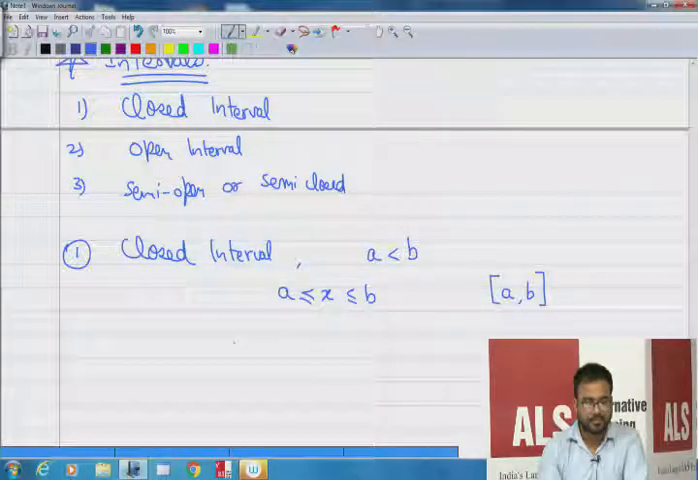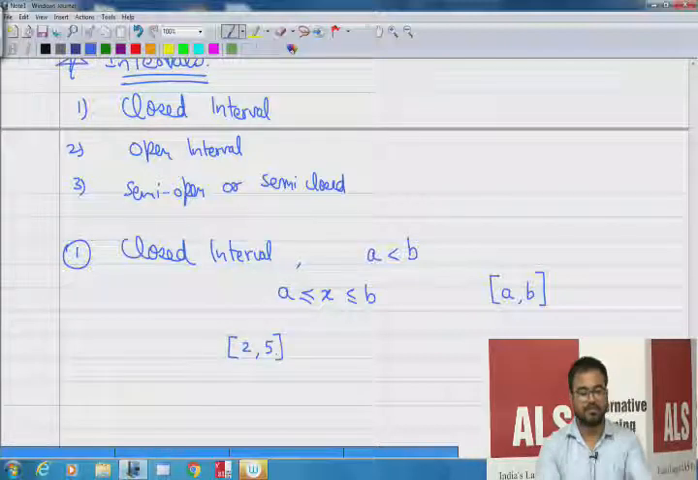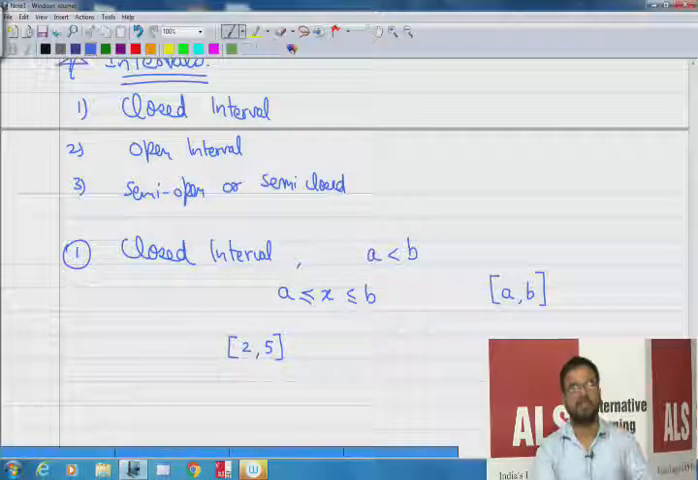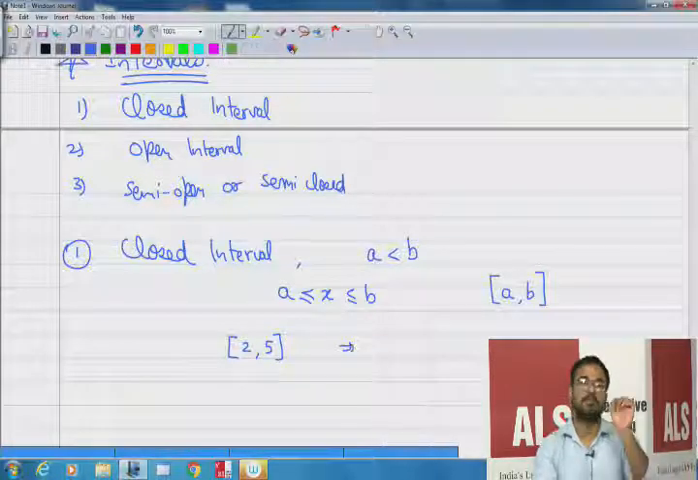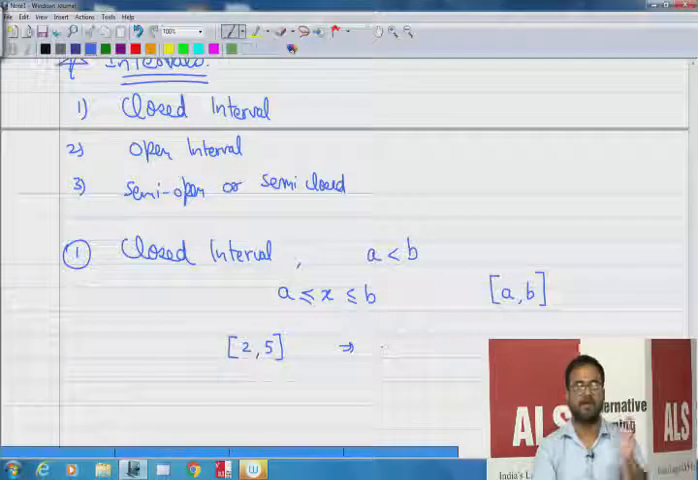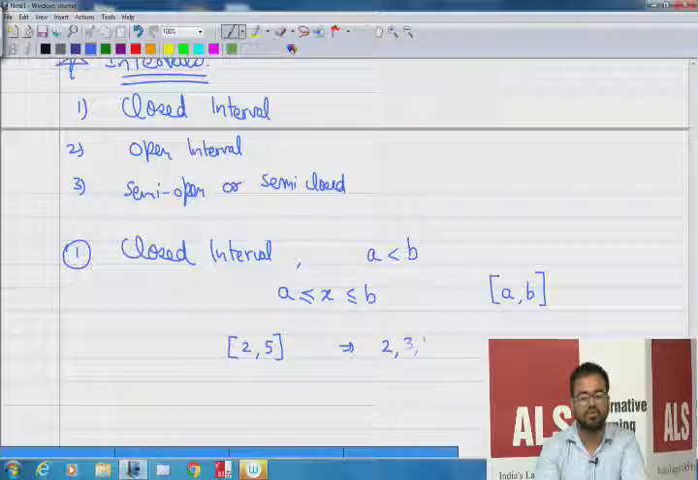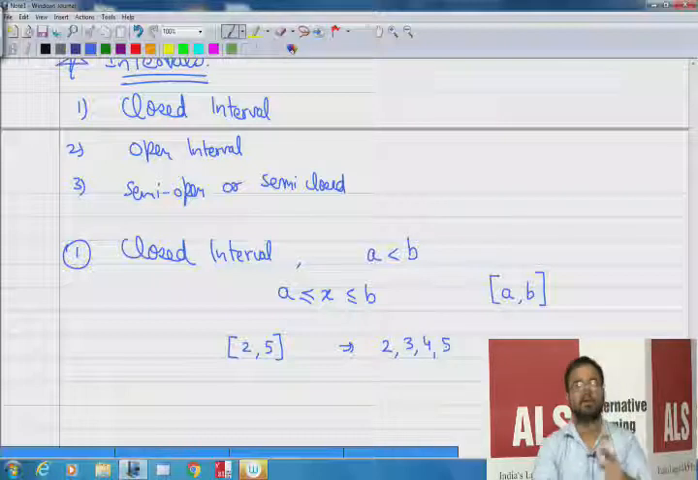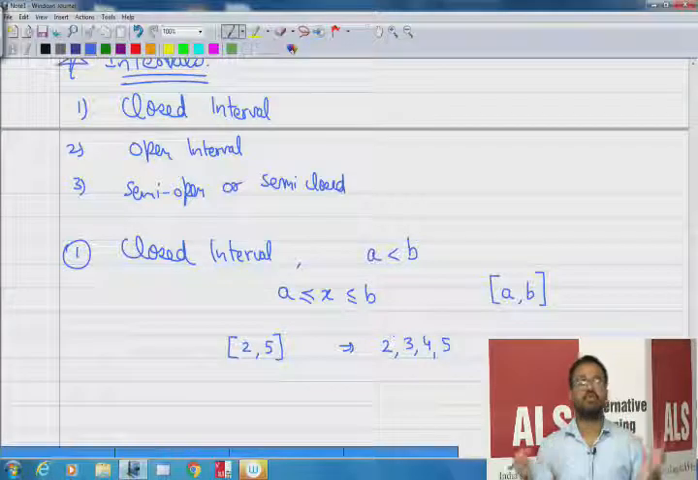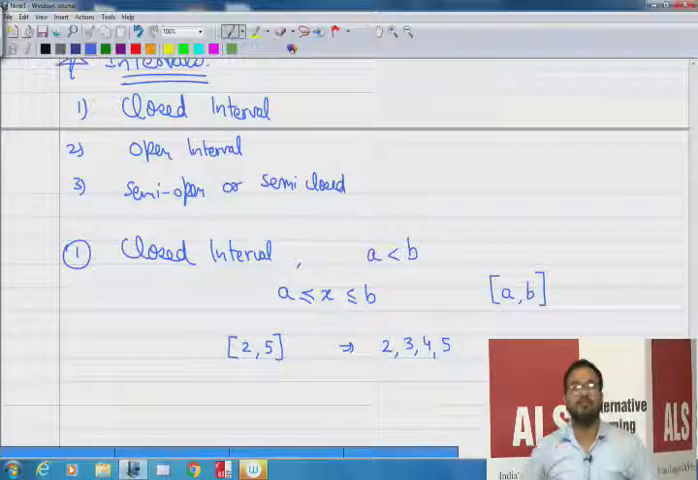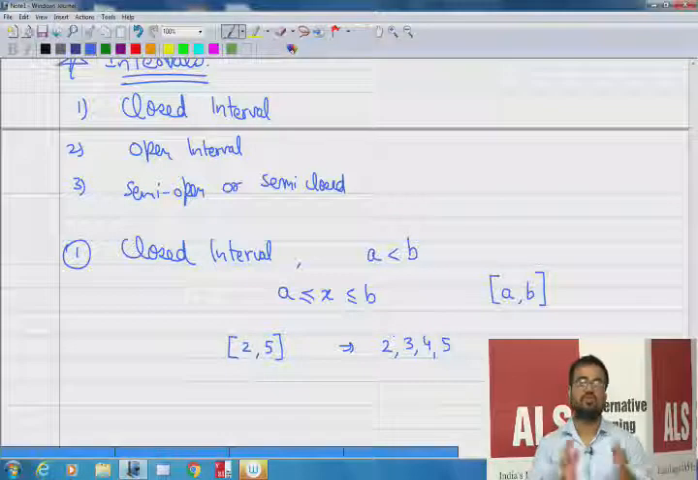It means if I say 2 comma 5 and the square brackets are there, and if I am talking about only the natural numbers, so it means the minimum value is 2 and the maximum value is 5, including all the natural numbers between 2 and 5. So you can write it like this, 2, 3, 4, 5, if I am talking about the natural numbers. If I am talking about the rational numbers, you know between any two rational numbers there are infinite rational numbers, so the answer is going to be infinite.